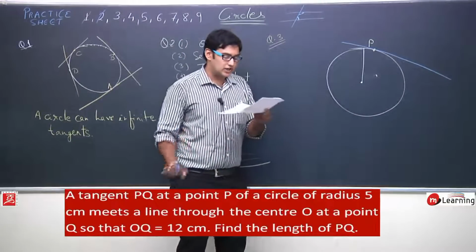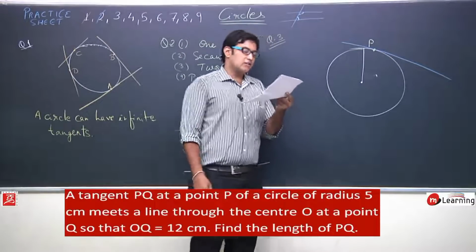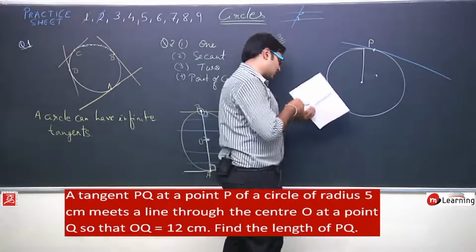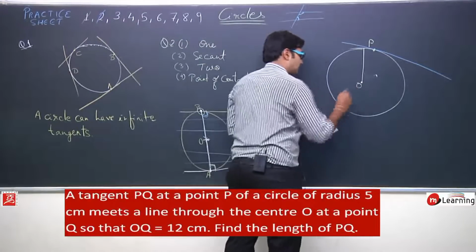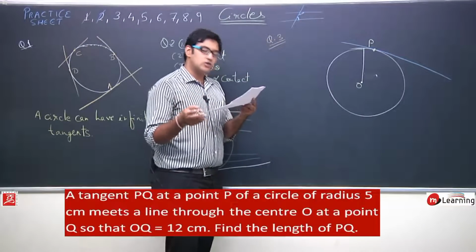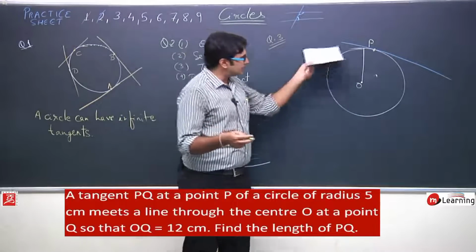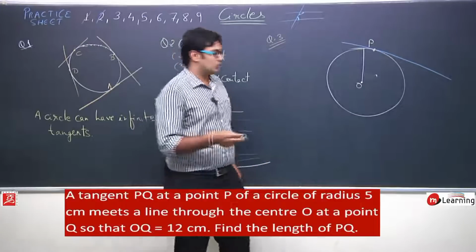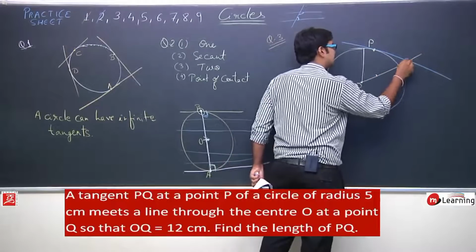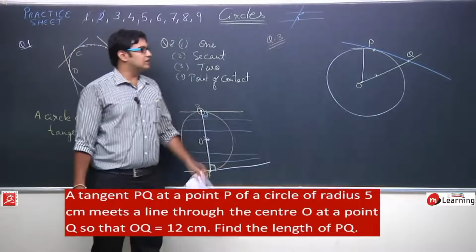So this is what we know till now. A tangent PQ at point P of a circle of radius 5 centimeters meets a line through the center O. It means the center of this circle is O. So this tangent meets a line through O. If I draw a line from the center, that line will meet this tangent at point Q. So PQ is a tangent. This is what is given in the question.